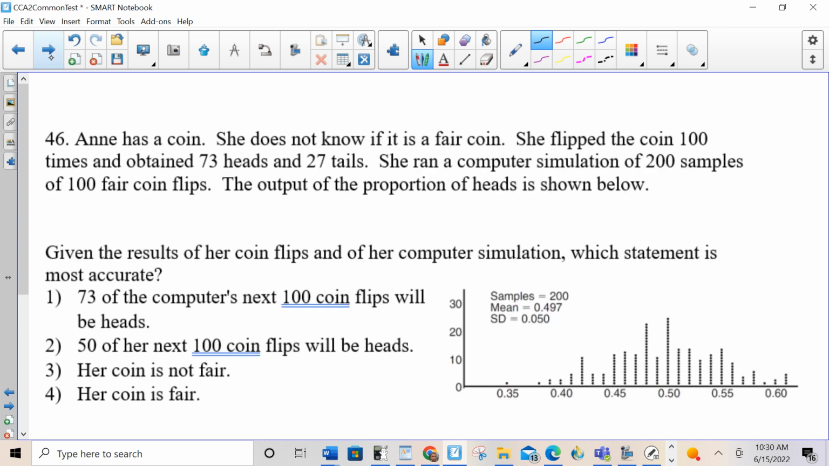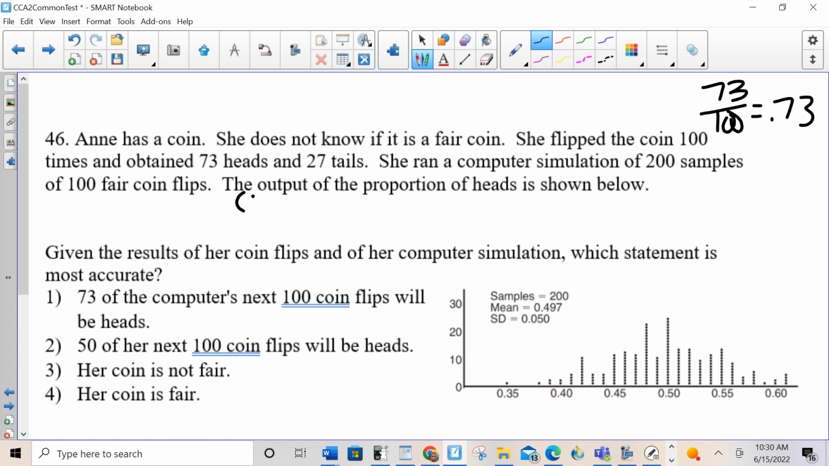Anne has a coin. She does not know if it is a fair coin. She flipped the coin 100 times and obtained 73 heads and 27 tails. So she got 73 out of 100, or 0.73 proportion of heads. She wants to know if her coin is fair. To determine if a coin is fair, I need to find my confidence interval.